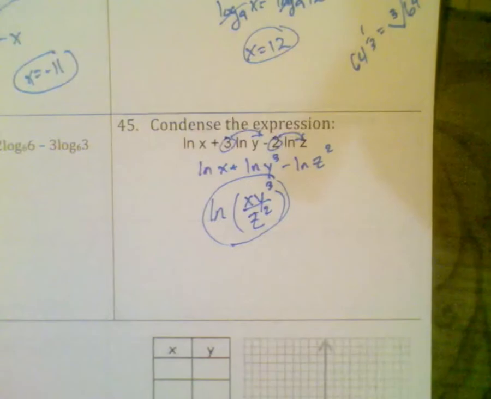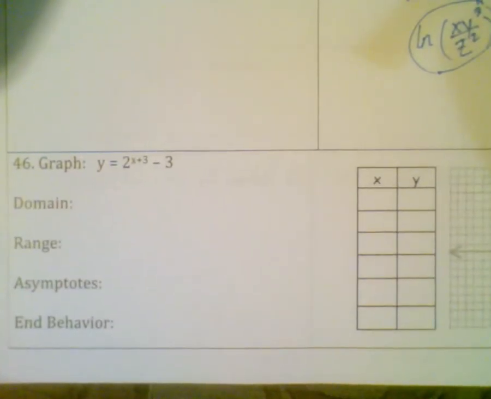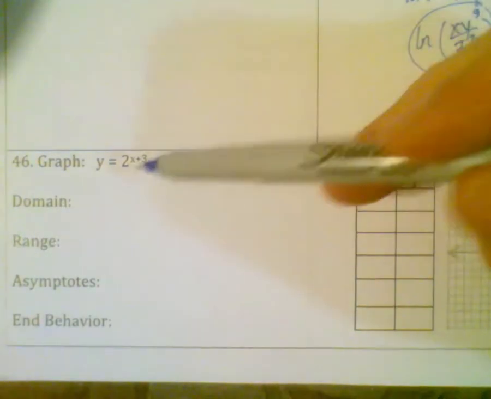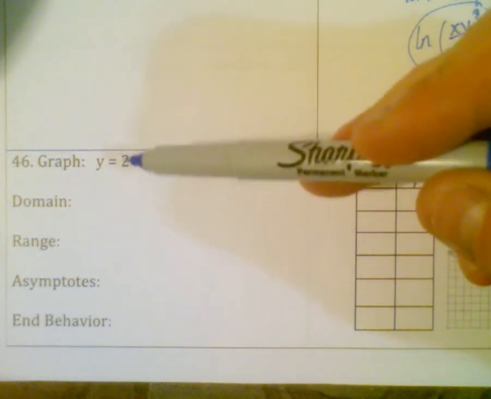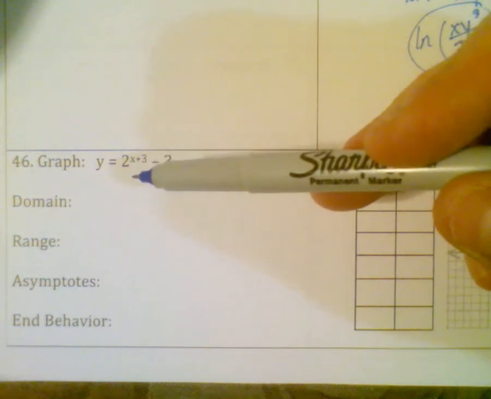Okay? A few graphs. So down below here, this is an exponential growth function. We know it is a growth function because the base is larger than 1. Okay, if it's a fraction, then it's a decay function.